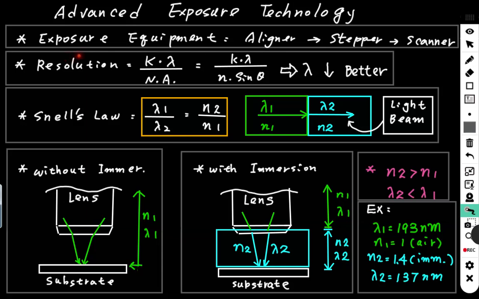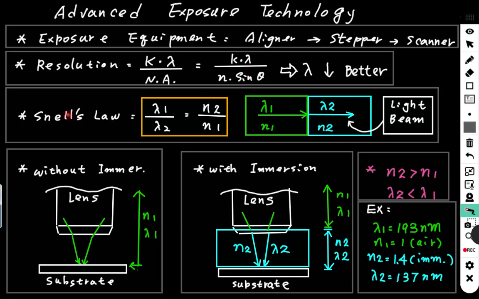We also talked about it before, and we know that this lambda, decreasing smaller is better. Lambda is the wavelength, the light or beam wavelength. We talked about it before also.